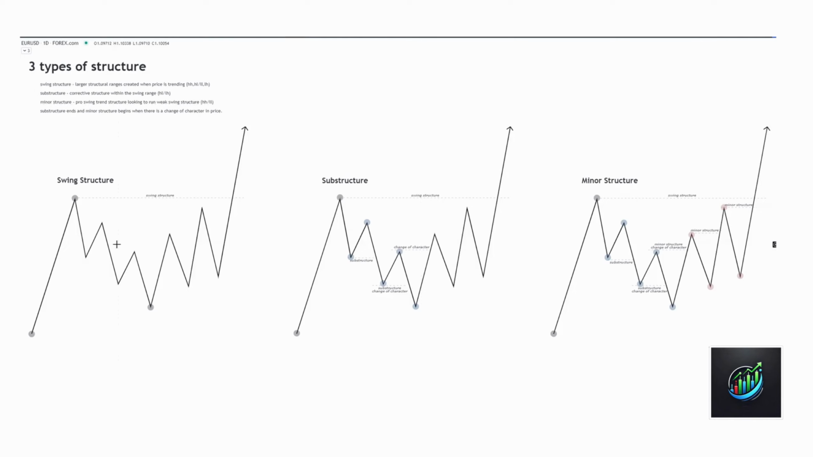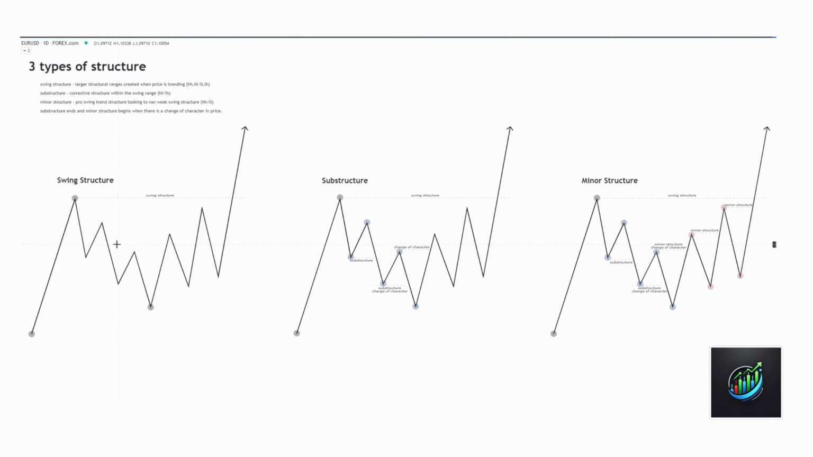So again, swing structure is going to be your key structure in identifying your overall trending market structure that you'll be following. The substructure is the counter trend structure within that swing range between, in this example, the higher high and the higher low. So the substructure is going to form our higher low in a bull trend or a lower high in a bear trend.